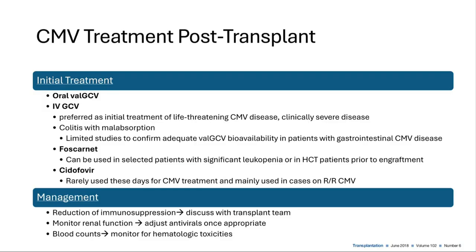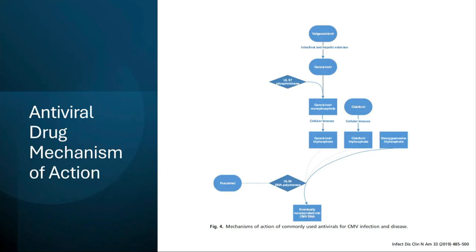When you're treating CMV infection or disease, monitor your renal function and blood counts very carefully, mostly to assess for toxicities of whatever drugs you're using. And this is just a table for you to review. It shows you all of the drugs most commonly used for the treatment of CMV infection, their mechanism of action, and where the resistance genes come into play.